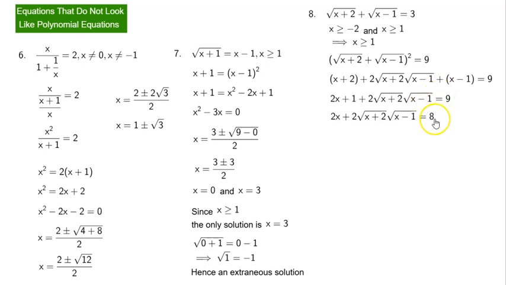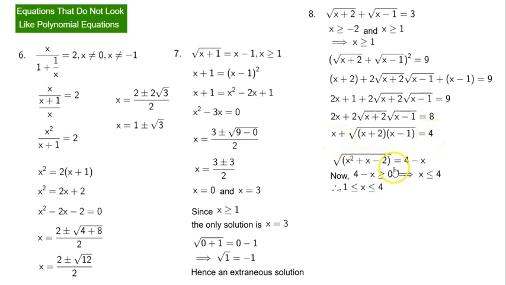1 we take to the other side, it becomes 8. 2 is common, so we divide both sides by 2. We get square root of x plus 2 times square root of x minus 1 equal to 4 minus x. Now we can take this x to the other side. So 4 minus x, that is square root of x square plus x minus 2 is equal to 4 minus x. But again we end up with a restriction here. 4 minus x has to be greater than or equal to 0, which implies x is less than or equal to 4.